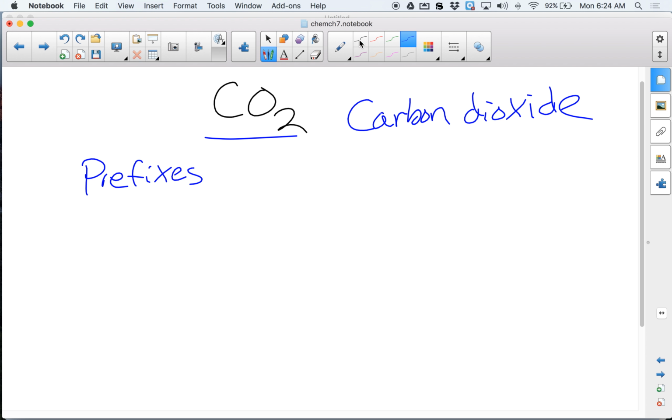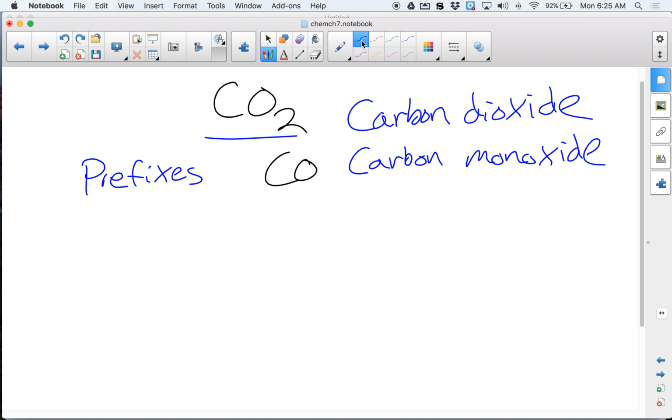Okay, and I would like to contrast that with another similar molecule made of carbon and oxygen, but quite different in its chemical properties, and that's carbon monoxide. Okay, and here the names, obviously they tell you what elements are in, but the prefixes basically tell you how many of each atom there are. So here the di tells us there are 2 oxygens. The mono tells us that there's only 1.